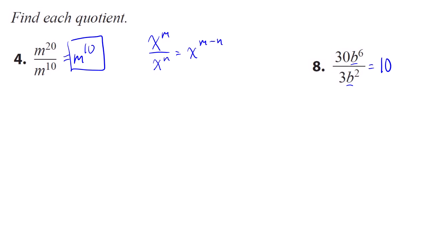Now with the b's, there we can use our exponent properties, right? Because we do have like bases here with the b's, so we can subtract 6 minus 2, and we get b to the 4th. And that's it, okay?